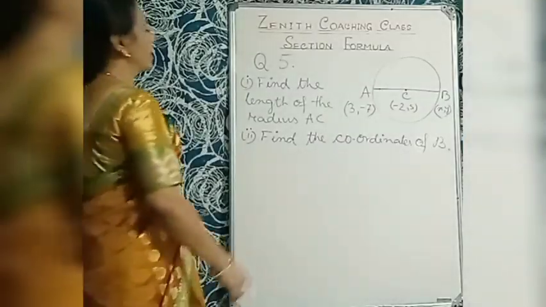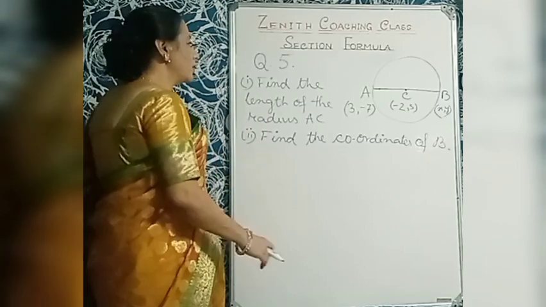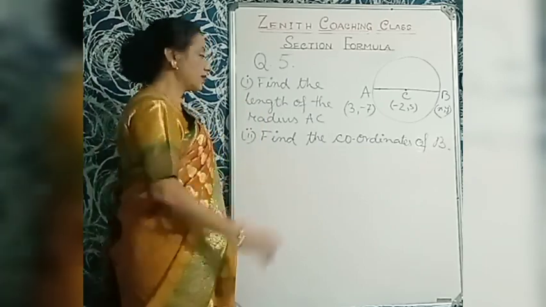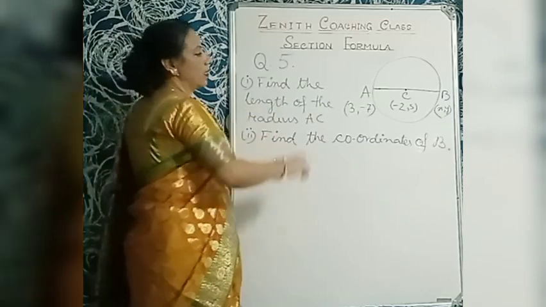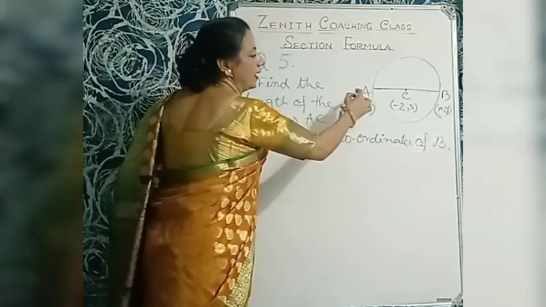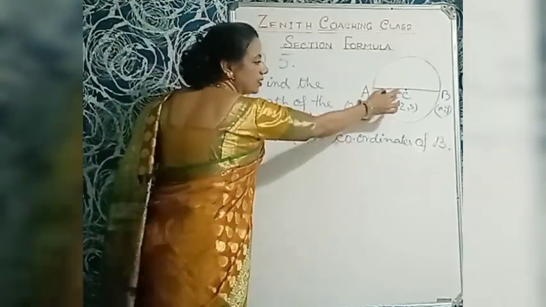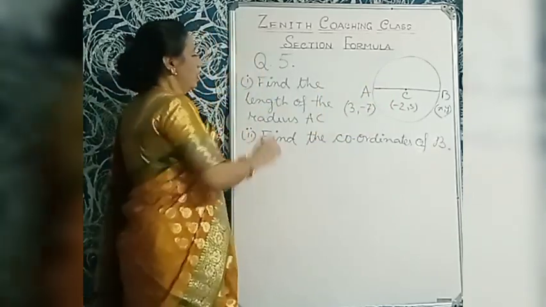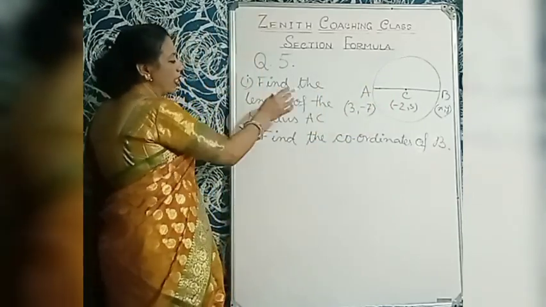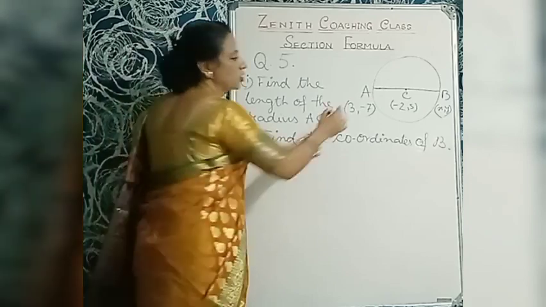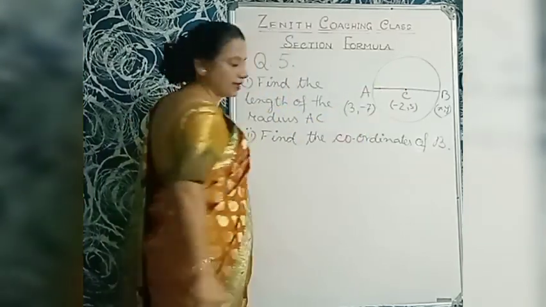It is the concluding sum, that is the fifth sum. Concluding sum of today's class. Here is a circle, and C is the center, and AB is the diameter. So AC is the radius. In the first part, I asked you to find the length of the radius AC. So we have to find out the distance of AC.